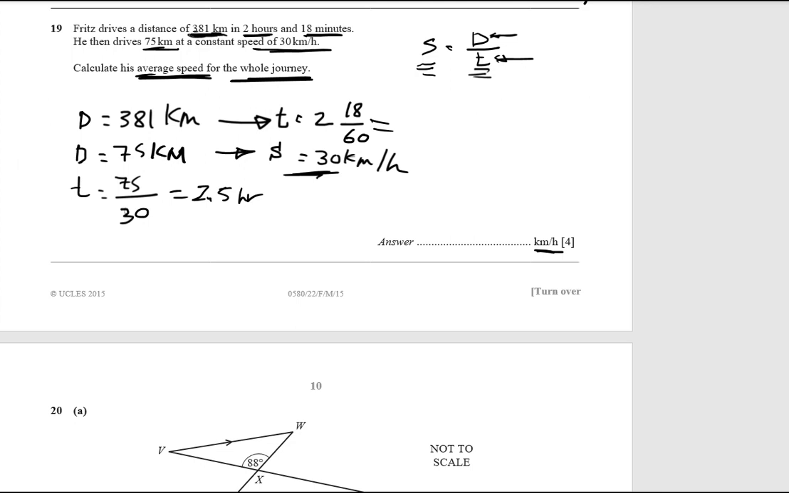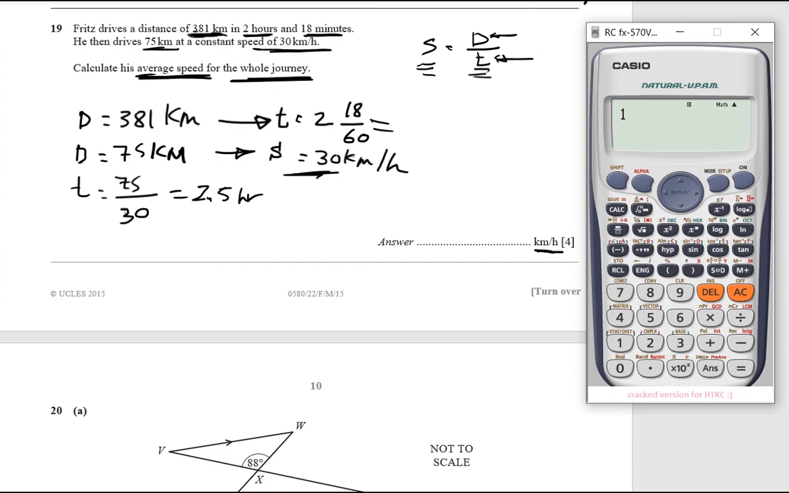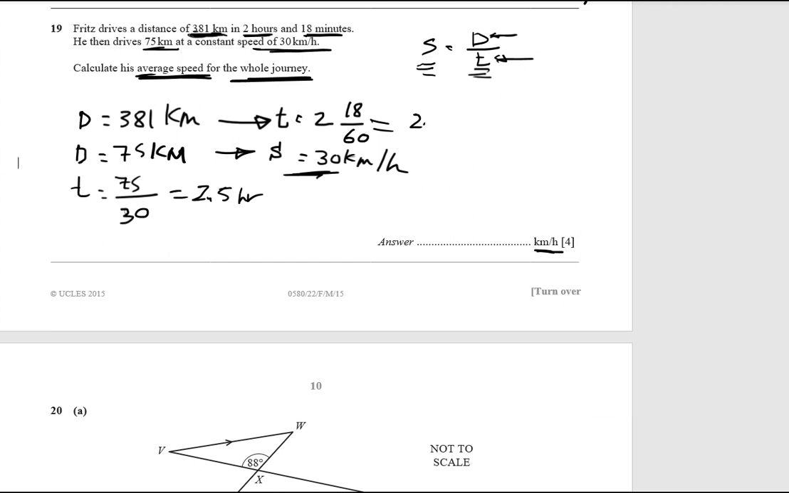And here, let us change this time also. So 18 over 60, 18 divided by 60, will be 3 over 10, so it will be 2.3. So this is the time for the first journey, 2.3. This is the time for the second journey. So S average, the average speed, will equal the total distance, 381 plus 75, divided by the total time, which is 2.3 plus 2.5.